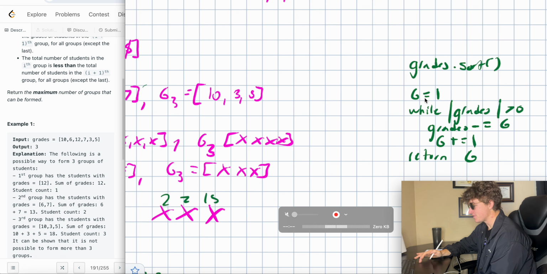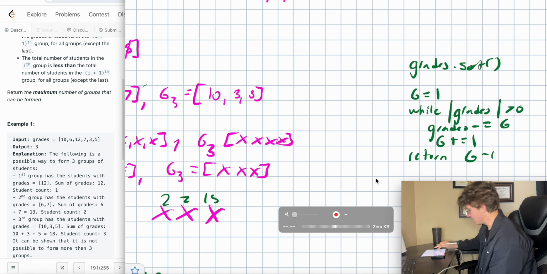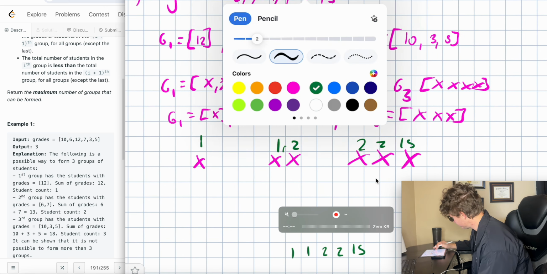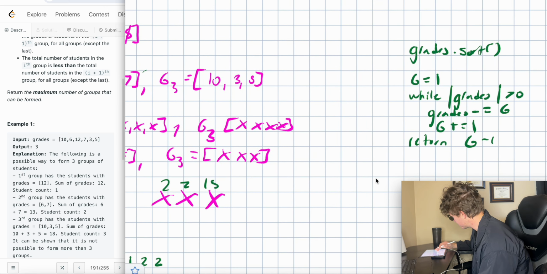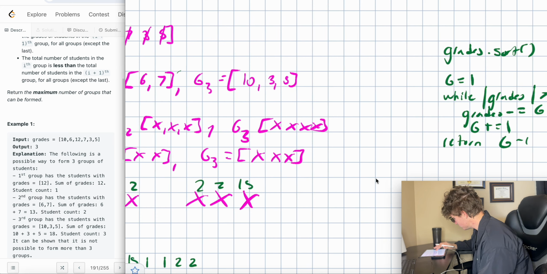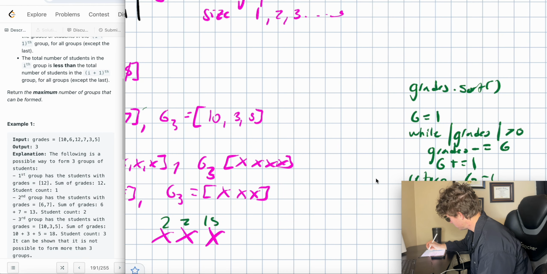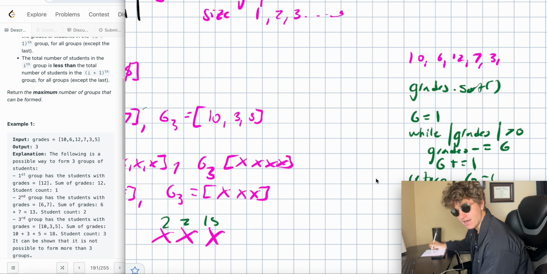Right, so you have a group of size 1. You remove that. You might need to do G minus 1 here. Something like that. But it doesn't matter because we're going to keep iterating this code and fixing it. But basically what I'm saying is, I have my group here. So basically what this code does, let's use the example provided: 10, 6, 12, 7, 3, 5, right?